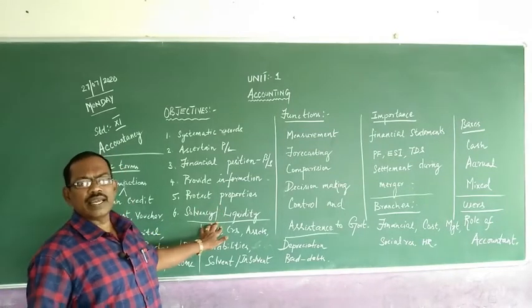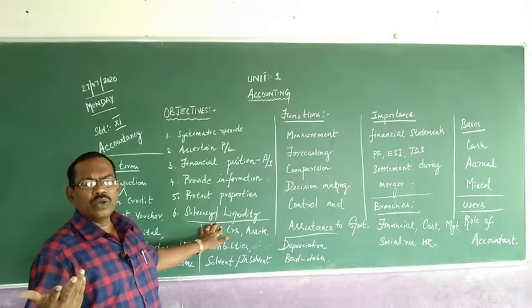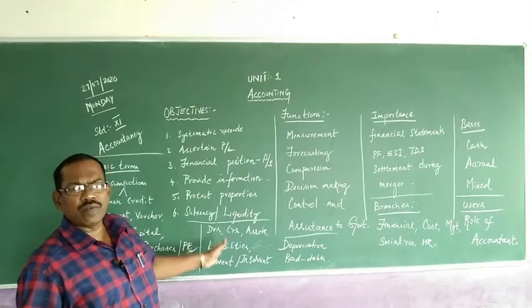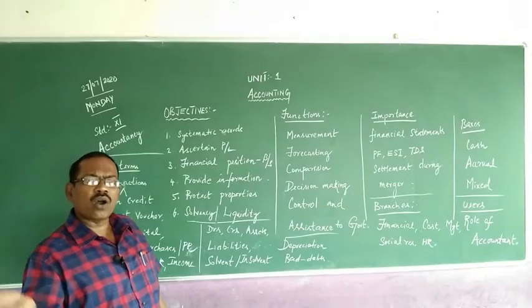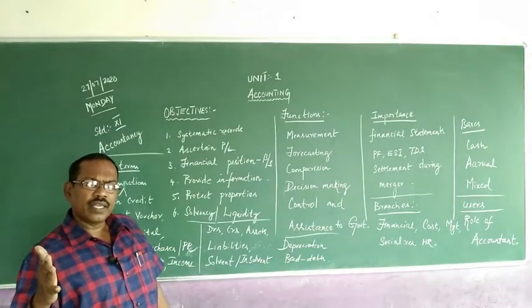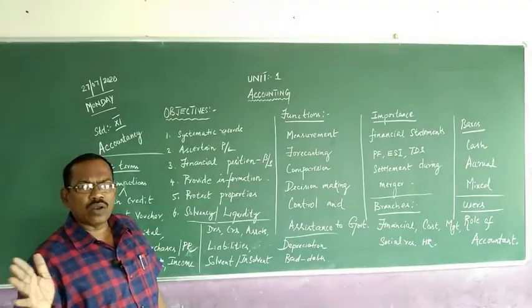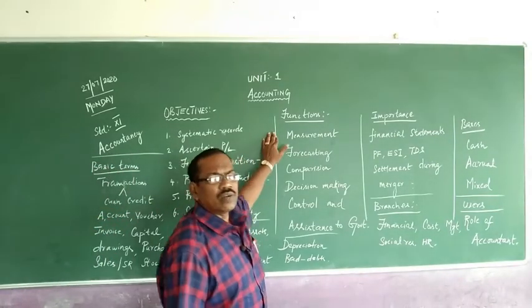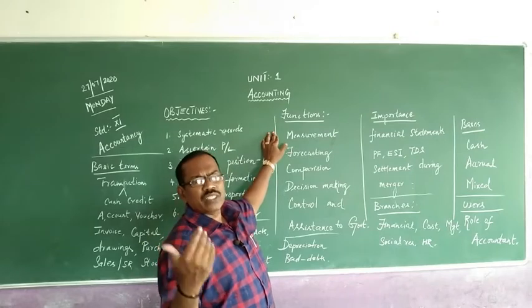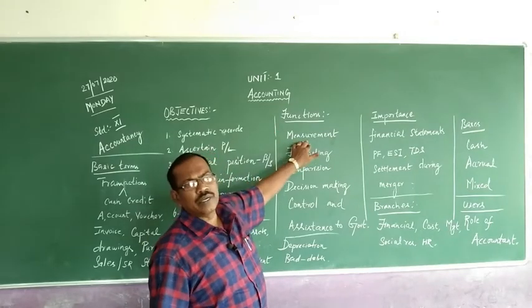Then solvency and liquidity. I told you, when can a person be called solvent? If a person or a business is able to clear all its debts, it can be called solvent. These are all the objectives. Then functions of accounting. The primary function of accounting is measurement.